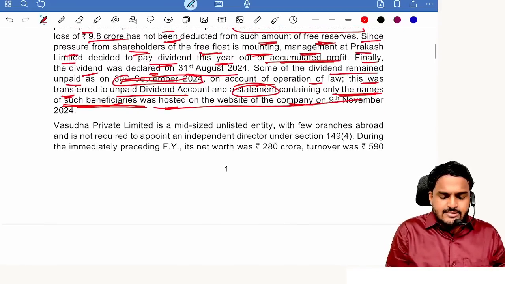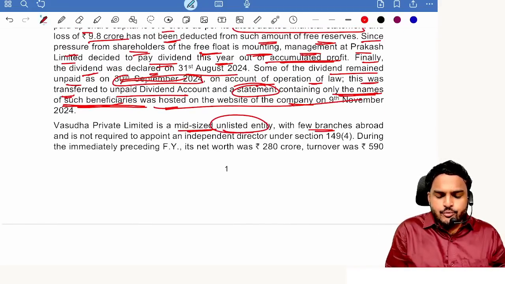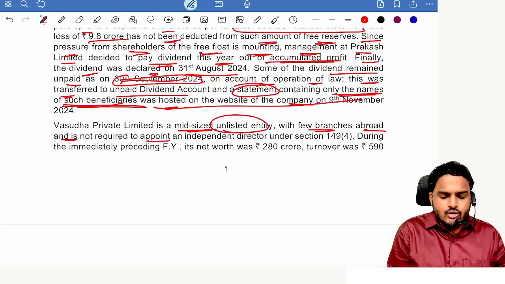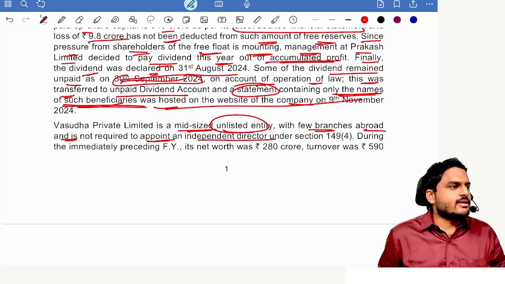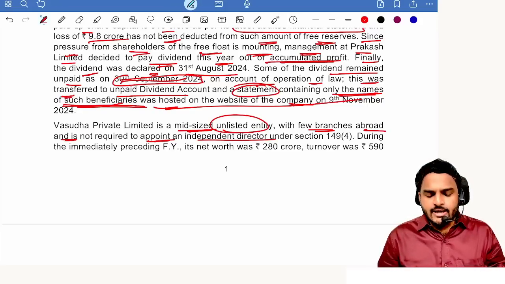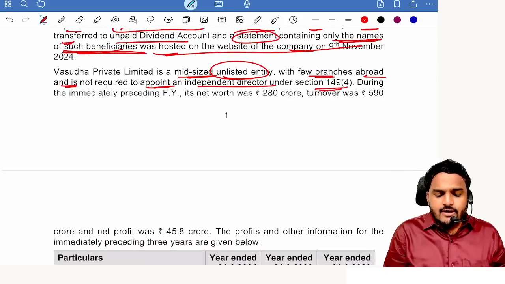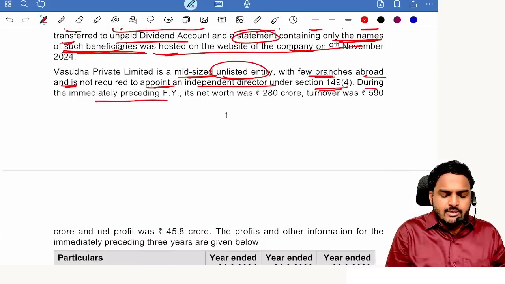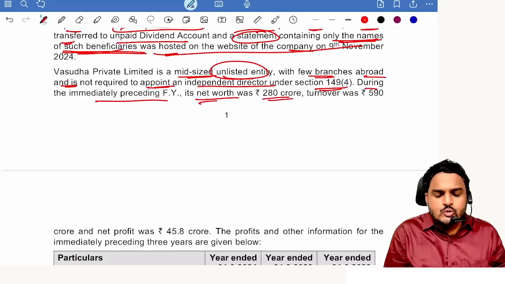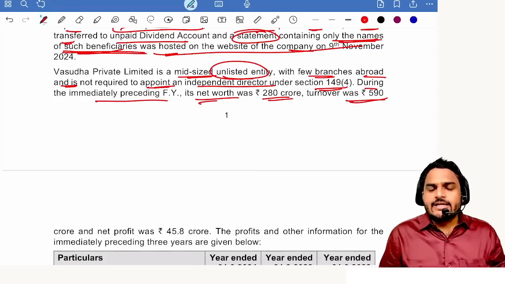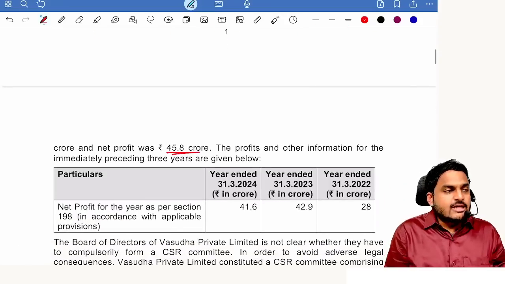Vasudha Private Limited is a mid-sized unlisted entity with a few branches abroad and is not required to appoint an independent director. The company is not having an independent director under section 149 subsection 4. During the immediately preceding financial year, its net worth was 280 crores, turnover 590 and net profit 45.8.